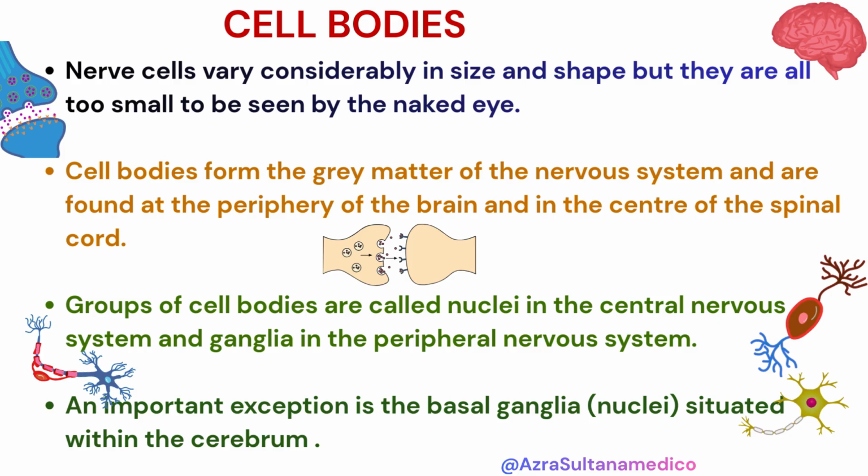Cell bodies. Nerve cells vary considerably in size and shape, but they are all too small to be seen by the naked eye. Cell bodies form the gray matter of the nervous system and are found at the periphery of the brain and in the center of the spinal cord. Groups of cell bodies are called nuclei in the central nervous system and ganglia in the peripheral nervous system. An important exception is the basal ganglia, nuclei, situated within the cerebrum.